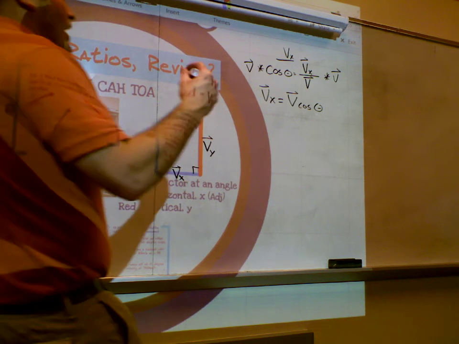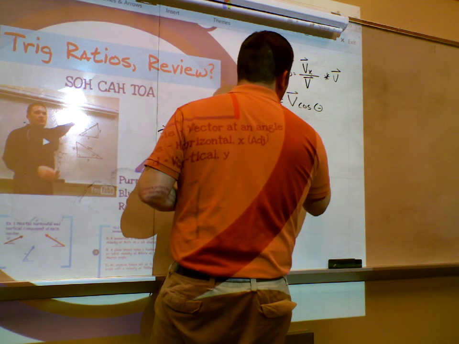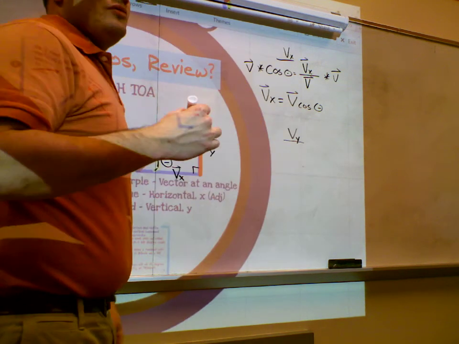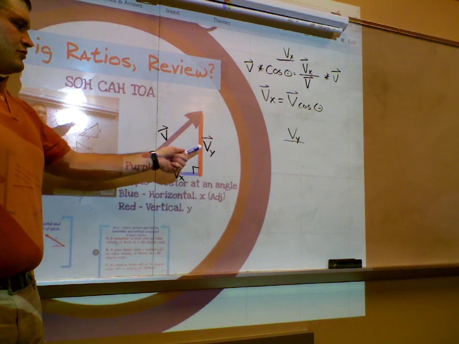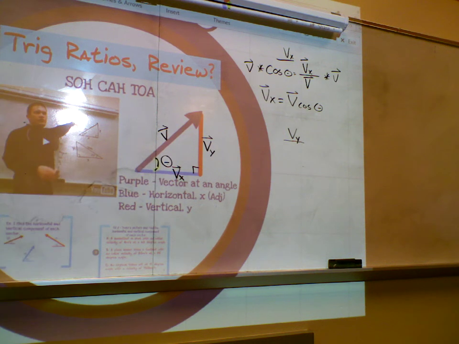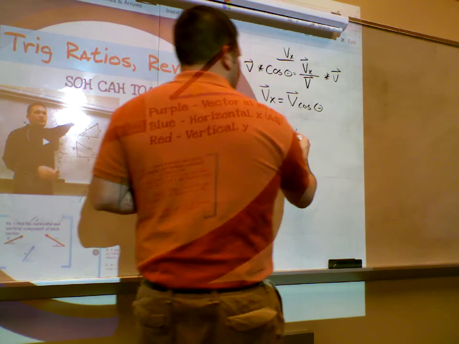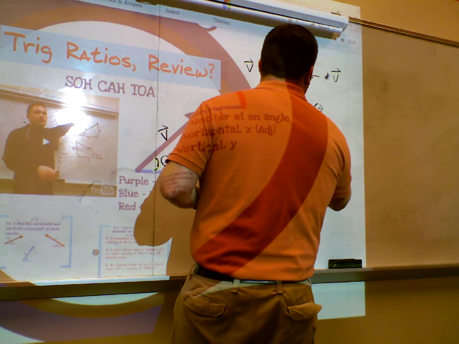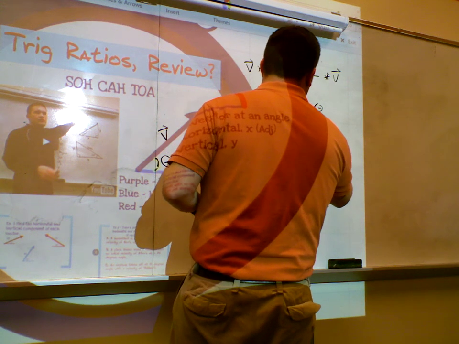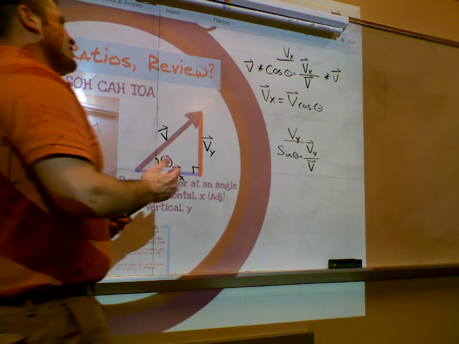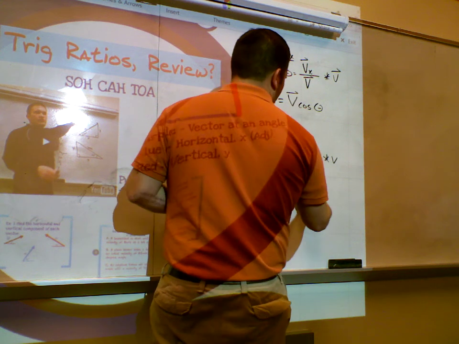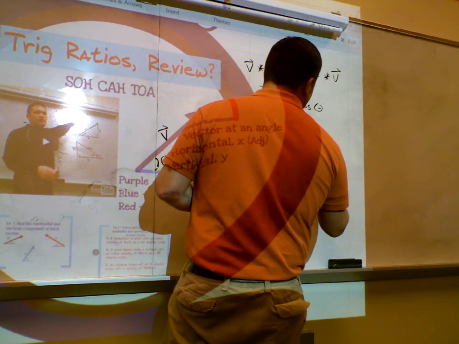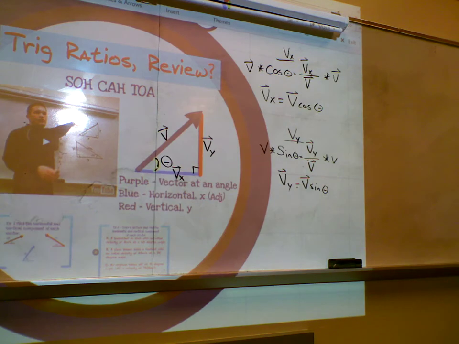Now in the y direction, I want to find one for our vertical component. Y is opposite. Hypotenuse is V, right? So should I use sine, cosine, or tangent? Sine. So we know sine of theta equals Vy over V, where these are still vectors. Multiply by V. So we get Vy equals V sine theta. Does that make sense?